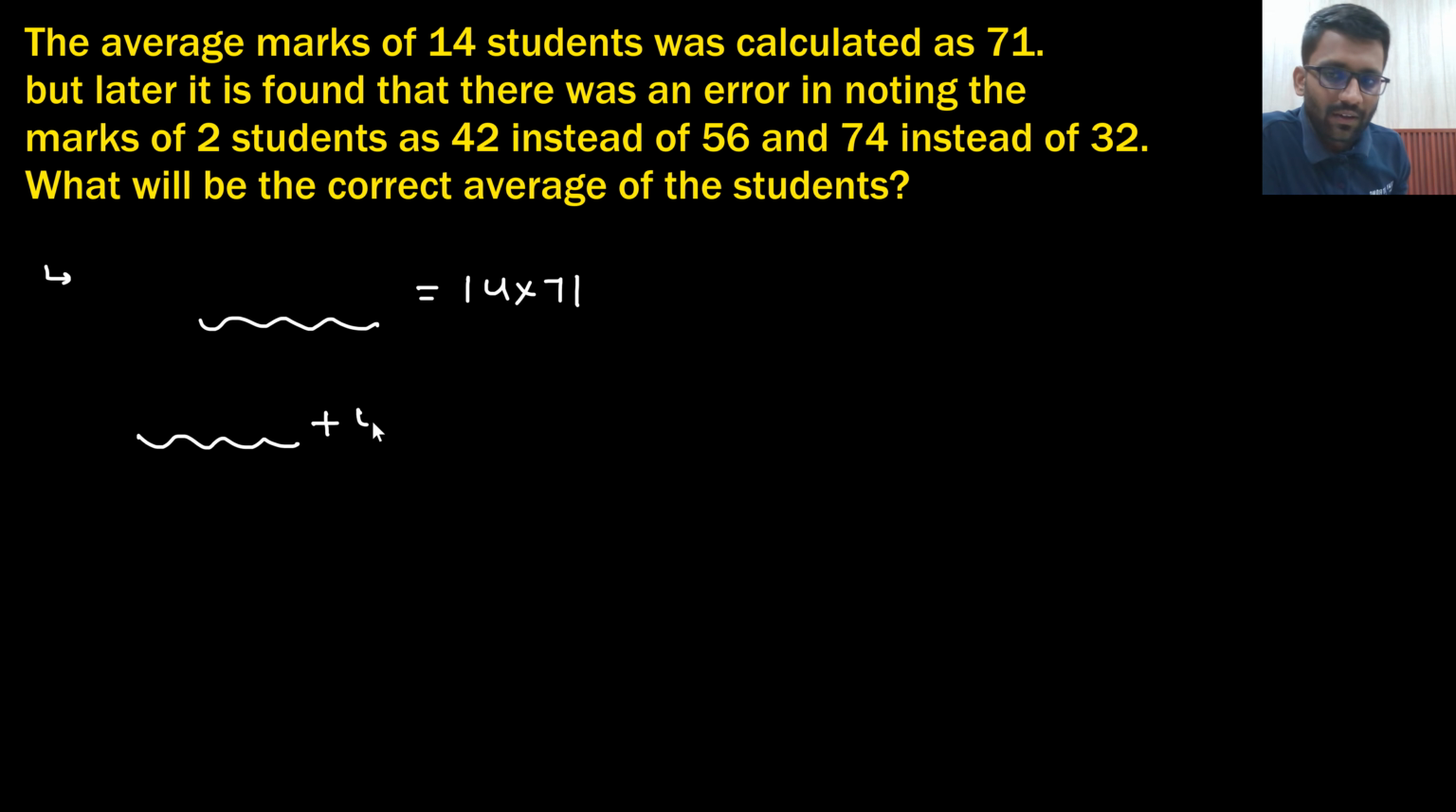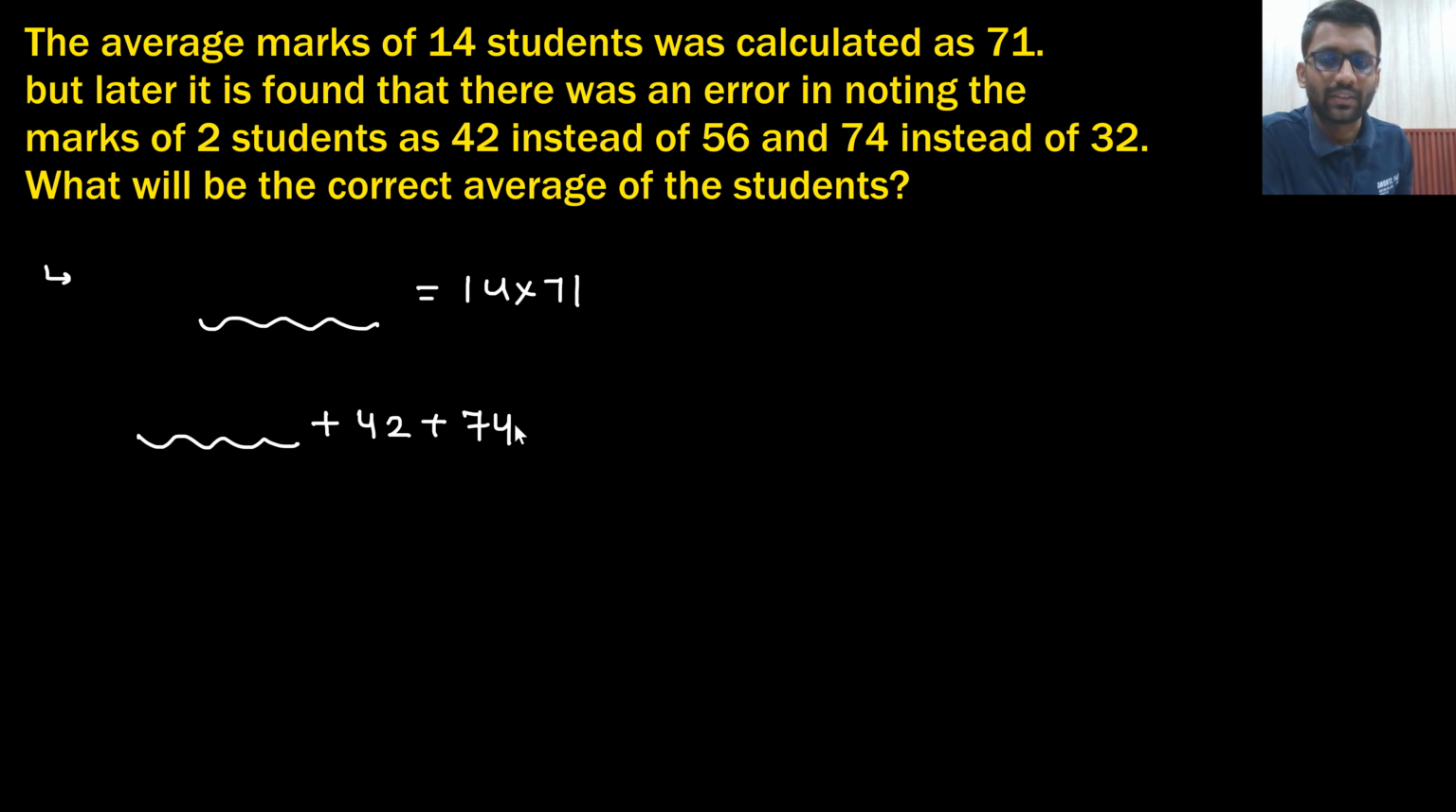You have written 42 here, but you should have written 56. So what would you do? What do I mean to say? Also, you have written 74 instead of 32. There was an error in noting down the marks of the 2 students: you wrote 42 instead of 56, and you wrote 74 instead of 32.